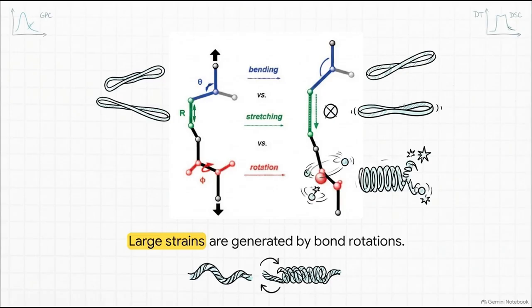As you can see in this molecular model, it's the atoms physically rotating around their chemical bonds that generates those massive strains in polymer deformation. They literally untwist the entire molecule.